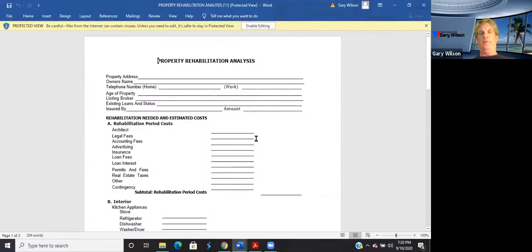Okay, hopefully you should be able to see this because I did a share all. It's the property rehabilitation analysis form. If you wouldn't mind, guys, give me a quick hand raise or something to let me know you can see this screen. That would be great.